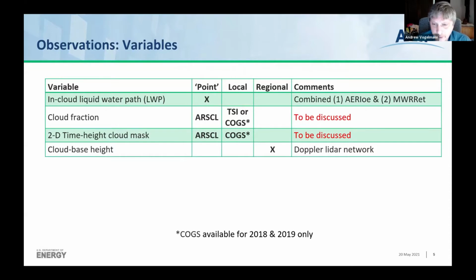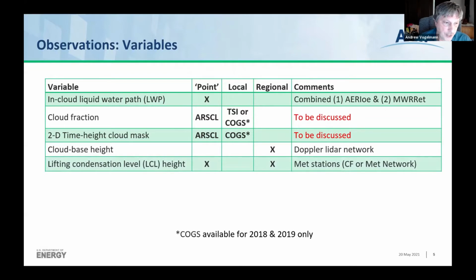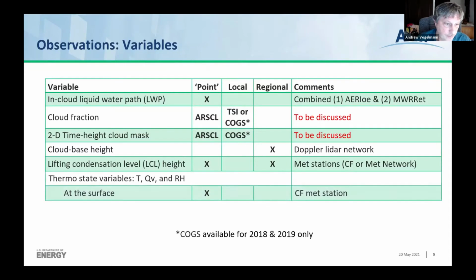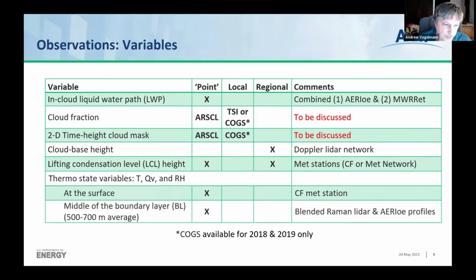Cloud-base height, as I mentioned, is obtained from the Doppler LiDAR network. Lifting condensation level we do at the central facility, as well as across the region for the network that I just showed you. And then thermodynamic state variables at the surface come from the central facility MET station. Also at the central facility, we have access to a Raman LiDAR and ARRI-OE profile retrievals.